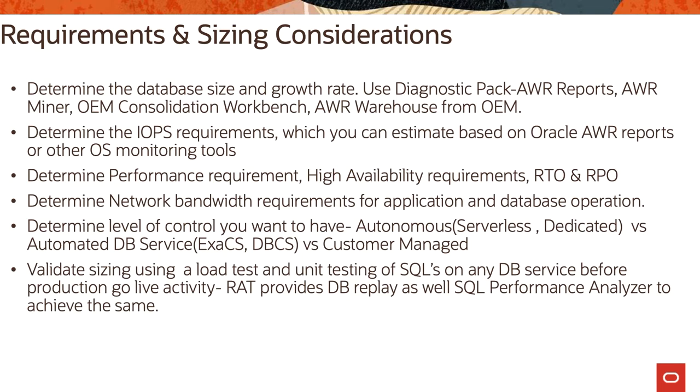Looking at requirements and sizing considerations, you need to determine the database size and growth rate. You are going to use AWR reports, AWR Miner reports, or OEM Consolidation Workbench and AWR Warehouse if you have them available through Enterprise Manager. You need to determine the IOPS requirement, which you can estimate based on AWR reports or any other operating system monitoring tools. You also need to look at performance requirements, high availability requirements, RTOs and RPOs. Network bandwidth requirements also have to be considered for application and database operation.